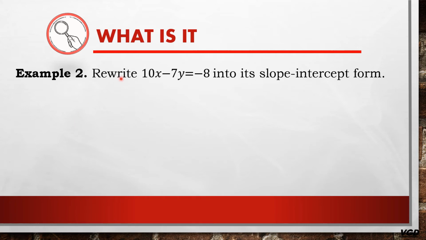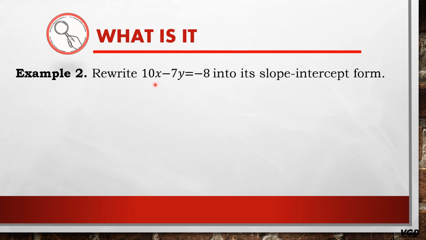Now let's have our second example. Rewrite 10x minus 7y equals negative 8 into its slope-intercept form. So, as you can see, it is already in the standard form. So, we have to rewrite it into slope-intercept form, which is y equals mx plus b. So, our goal na to kay mahibilin si y sa left side ug mabalhin na to si x dere sa right side. Okay? Kay para y equals mx plus b gid ang porma.